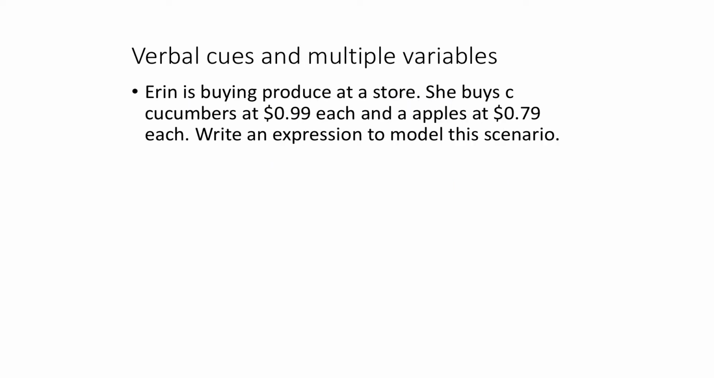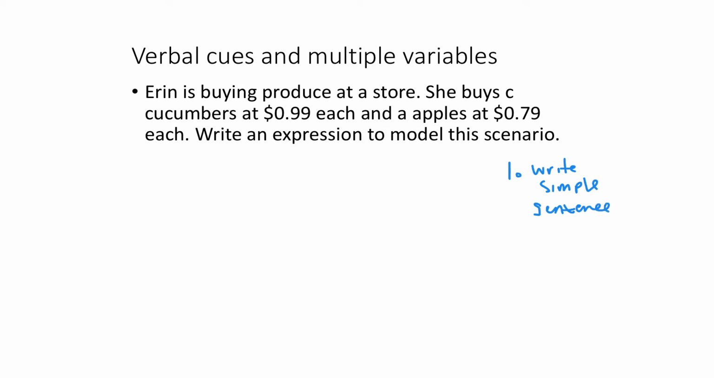Alright, so our last example is that Erin is buying produce at the store. She buys C cucumbers at 99 cents each and A apples at 79 cents each. We want to write an expression to model this scenario. So again, the first step is that we want to write a simplified statement. So we're going to write a simple sentence.